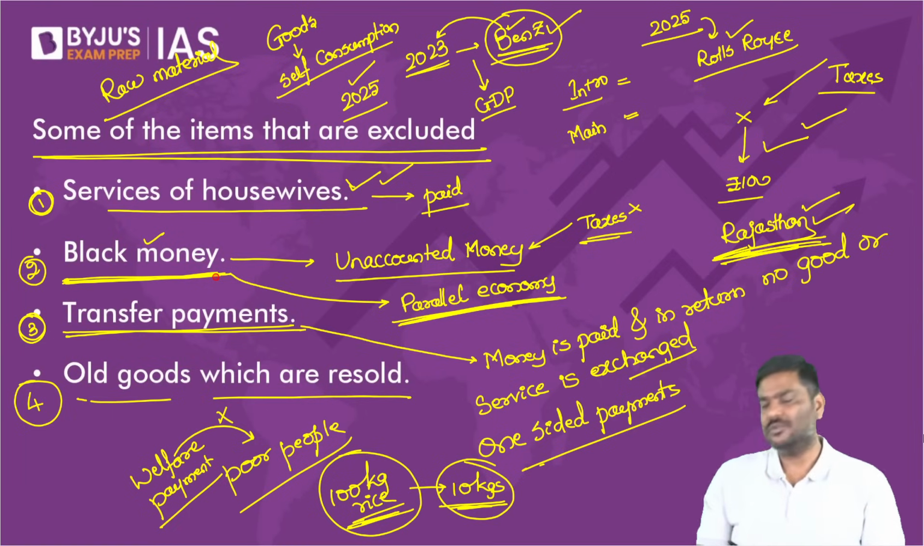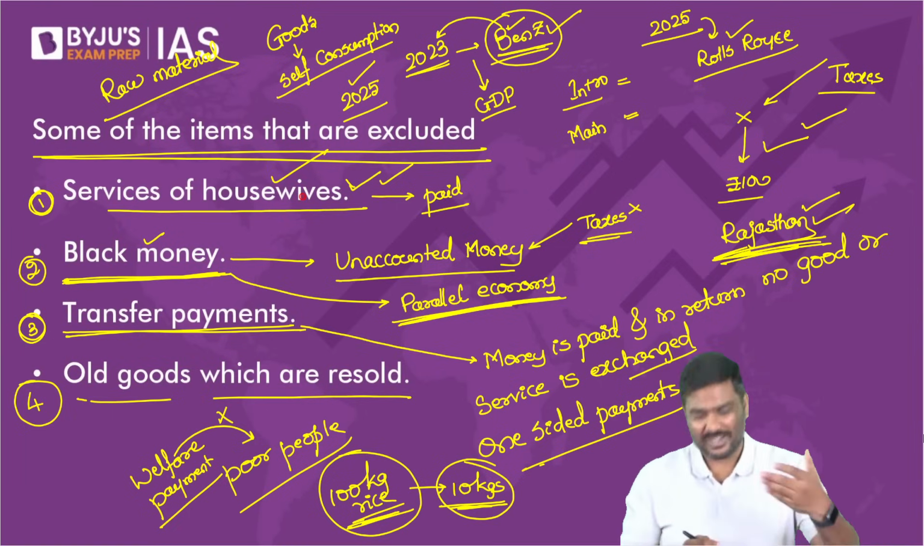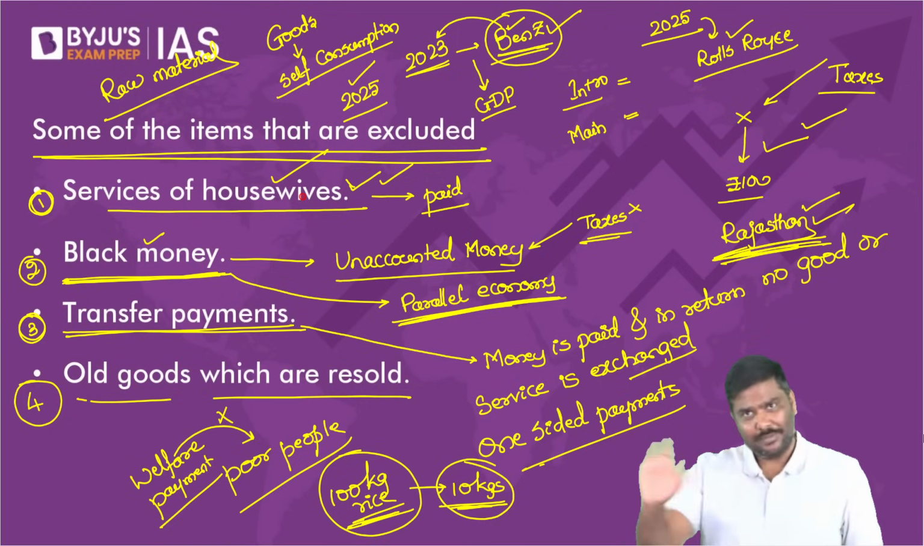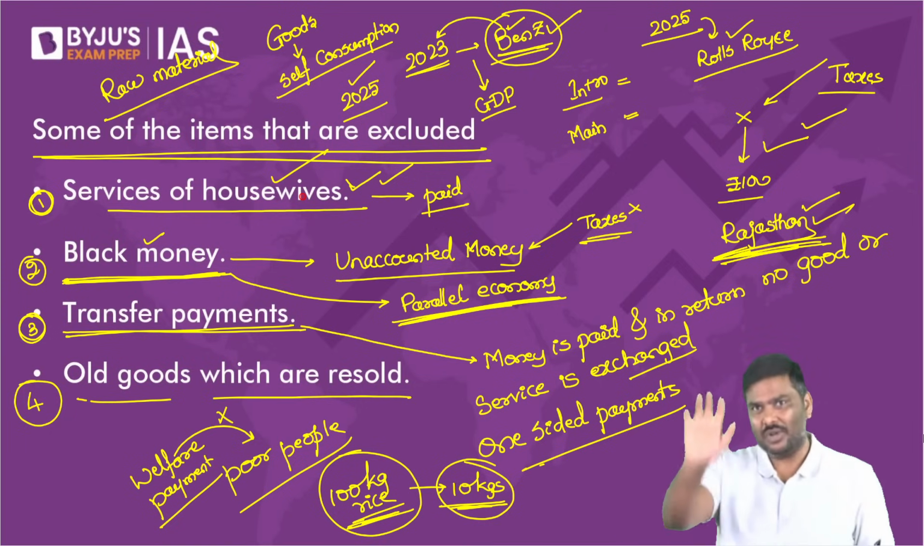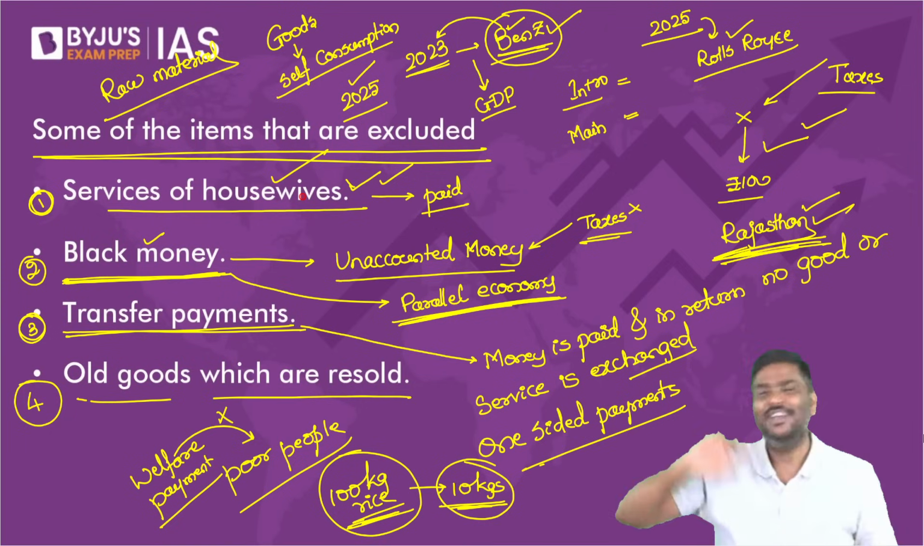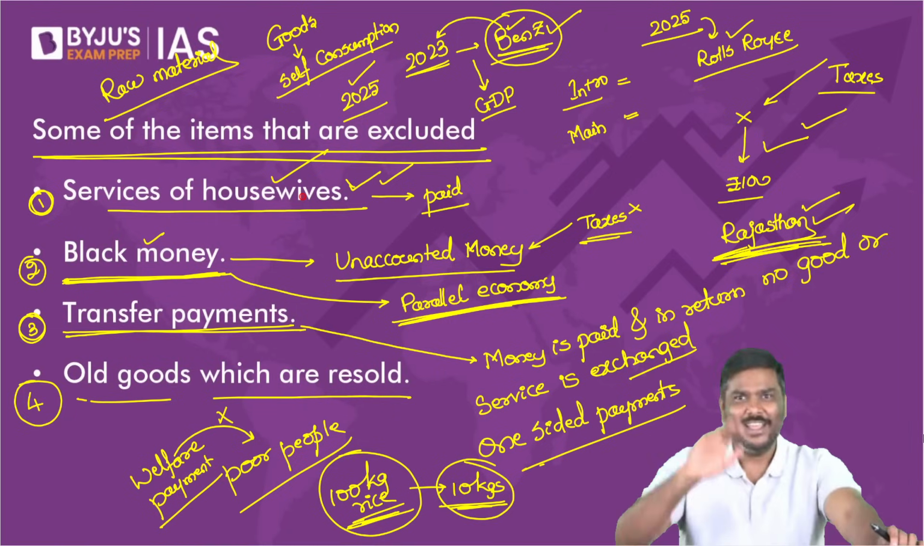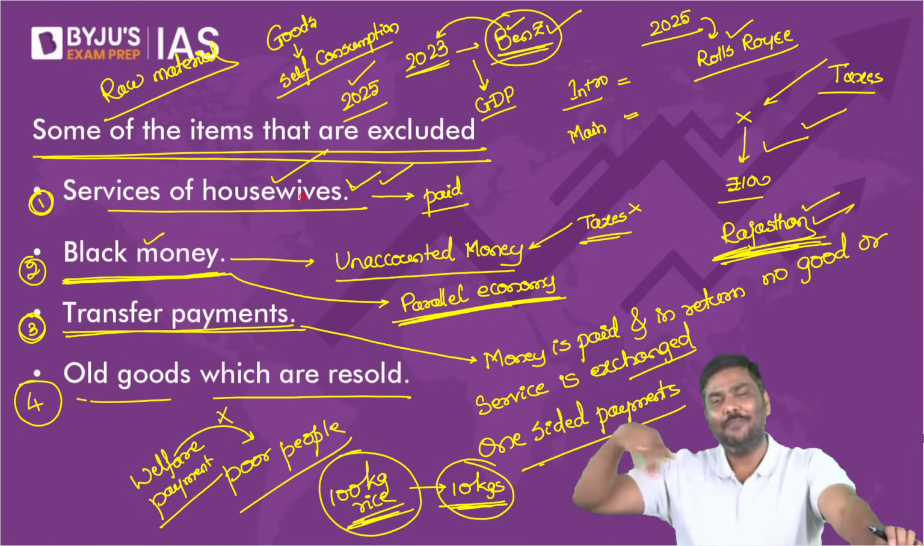Services of the housewives means the welfare services. For example, you must have seen. Again, I'm not promoting this, but you must have seen in your households or somebody else's households. Everybody says, sir, I've seen, but it doesn't happen in my house. So let's say you must have seen in your friend's house.